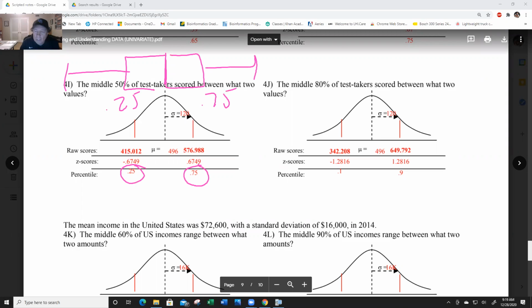Now the z-scores, I didn't round them. I should have put 0.67 and negative 0.67. It's kind of good to memorize that the 25th percentile is a z-score of negative 0.67, and the 75th percentile is a z-score of 0.67. So let's give this a whirl here.